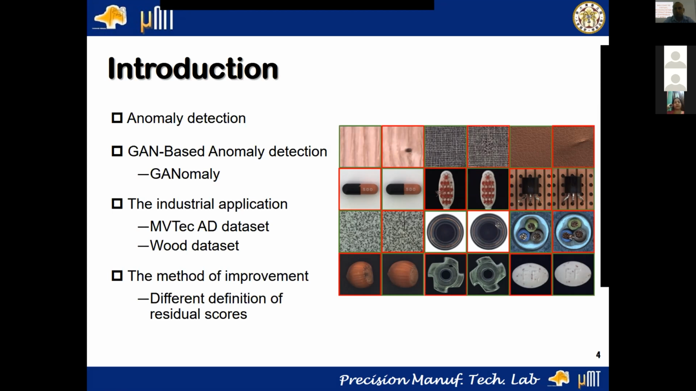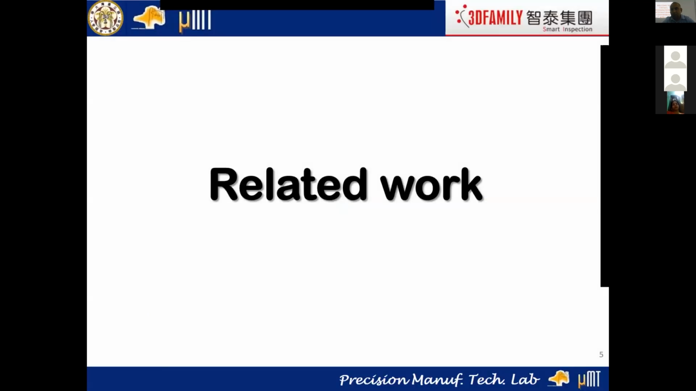In this paper, the public industrial inspection dataset, MVTec AD, and the wood sample from an actual production line were used to examine the performance of GAN-Anomaly. Additionally, different definitions of residual scores were used to improve the ability of GAN-Anomaly. Next, let's take a look at related work.